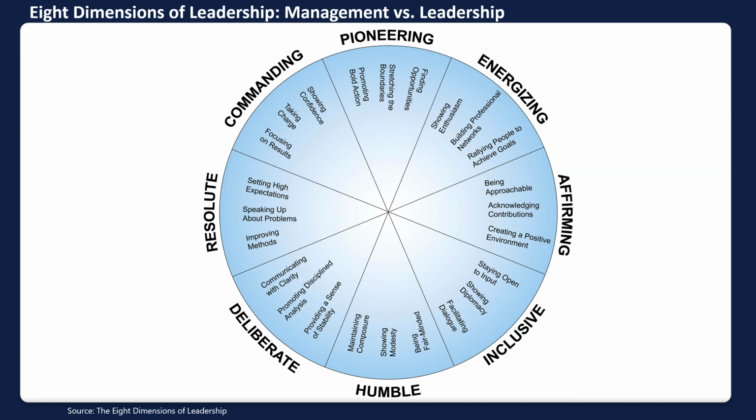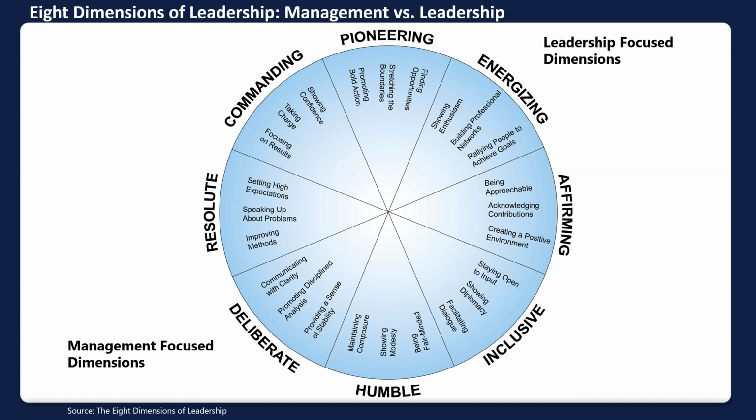There's not a super easy way to map this, but I can say that the more you are over on the deliberate, that's definitely on the management side. And the more you're over here, it's leadership focused dimensions. And some of these other ones might be a little bit of both. Being humble is going to help you in leadership, but it might also help you some in management. And same thing with commanding. So that's one way of thinking about management versus leadership across the 8 dimensions of leadership.